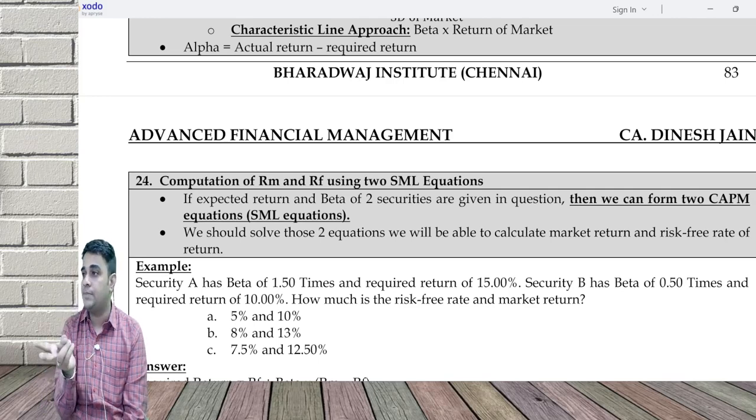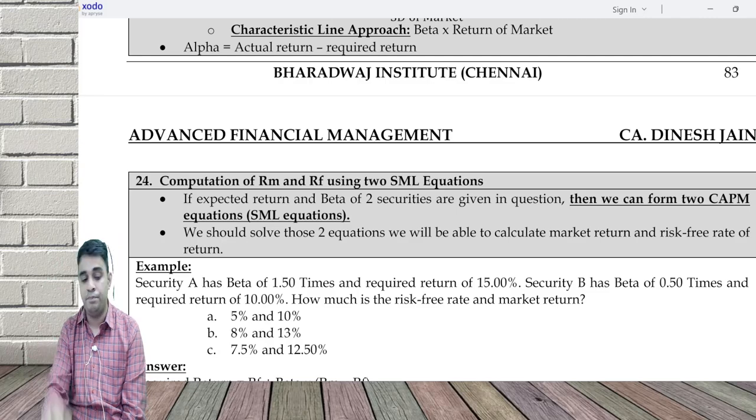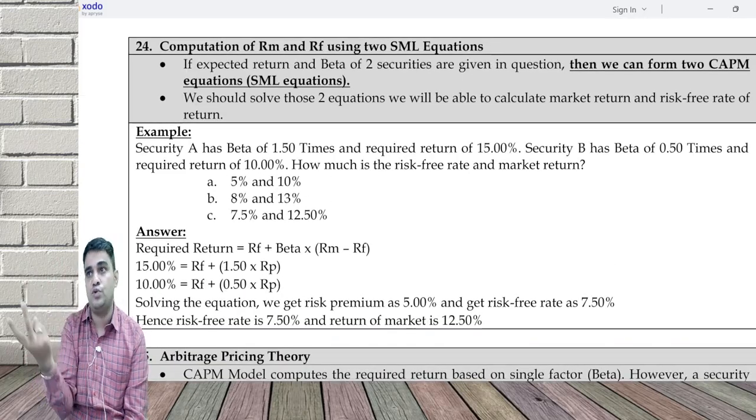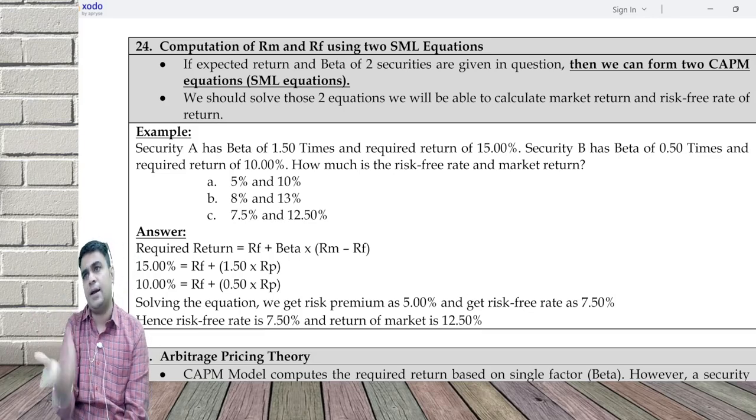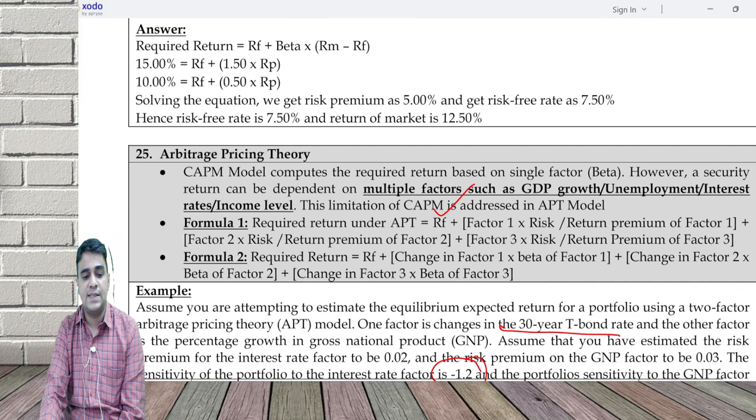You can form two SML equations and find out the RF and RM. Similarly, you may find two CML equations also. You can do two CML equations and again find RF and RM. Like you form an equation for SML, you can also find an equation for CML.